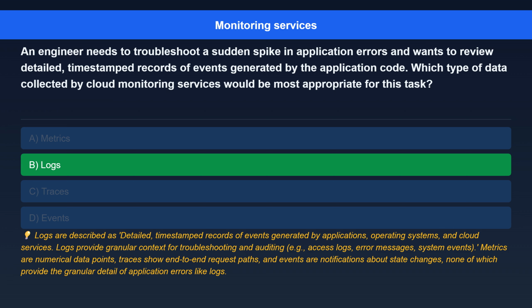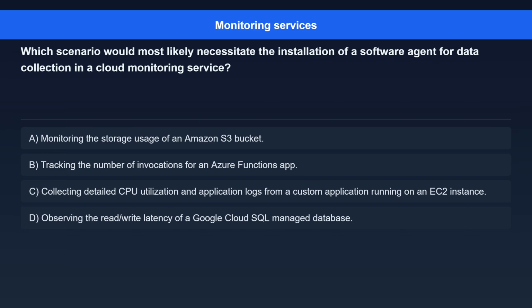The correct answer is logs. Here's the explanation. Logs are described as detailed, time-stamped records of events generated by applications, operating systems, and cloud services. Logs provide granular context for troubleshooting and auditing, e.g., access logs, error messages, system events. Metrics are numerical data points. Traces show end-to-end request paths, and events are notifications about state changes, none of which provide the granular detail of application errors like logs.